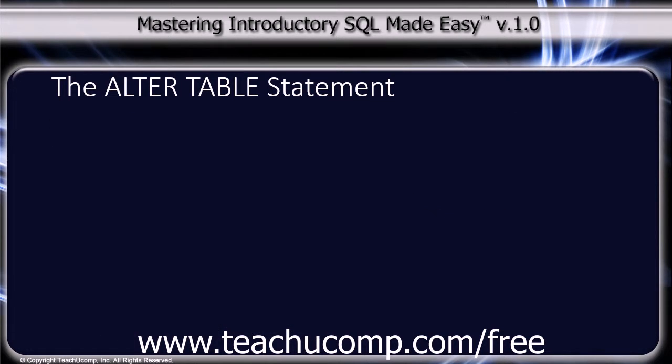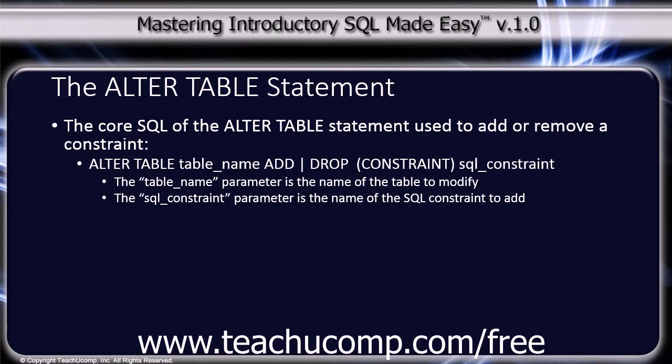Now the next example shows the core SQL used to add or remove an SQL constraint. In this example, it's alter table, table name, then either add or drop depending on whether you're adding or dropping the constraint, and then the constraint keyword, which may or may not be required by your RDBMS, followed by the actual name of the SQL constraint to add or remove.